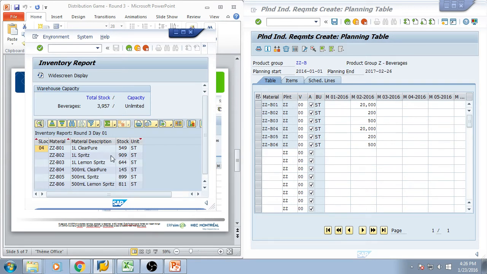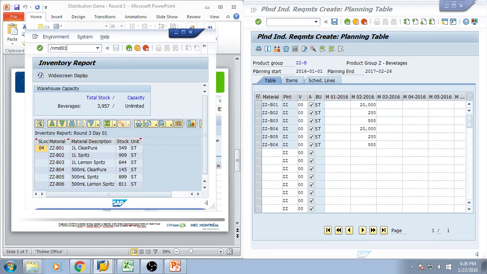But look at this, the Spritz. I'm telling it I want 200 and I have 909 in stock and 899 in stock. It's just not going to order anything. And same with Lemon Spritz. I put it at 500 and 500. Until this drops below 500, it's not going to order anything. So what we're going to find is when I run an MRP, it's only going to order the Clear Pures, the 1 liter and half liter Clear Pures. So let's go ahead and do that.